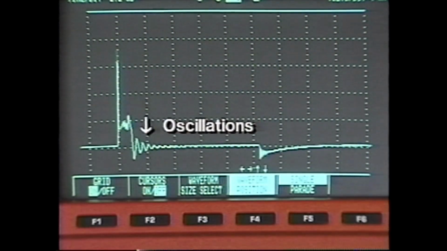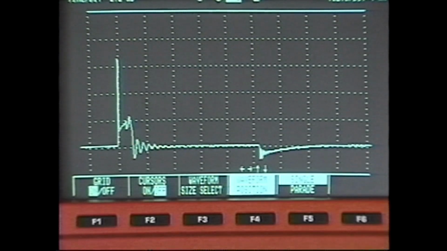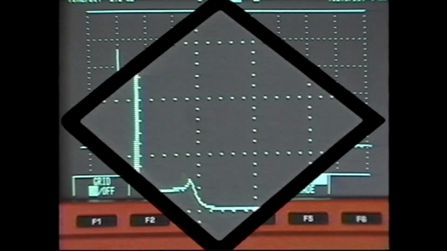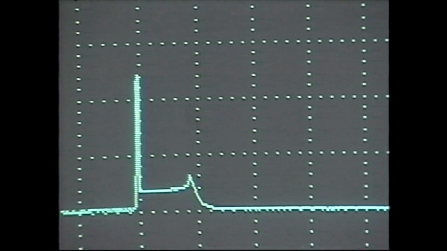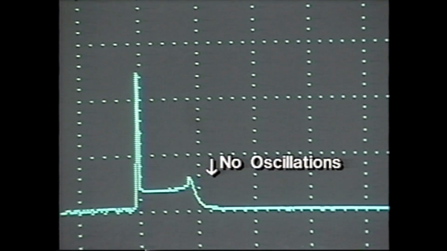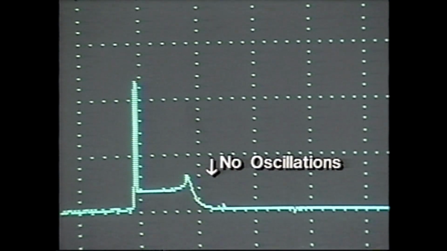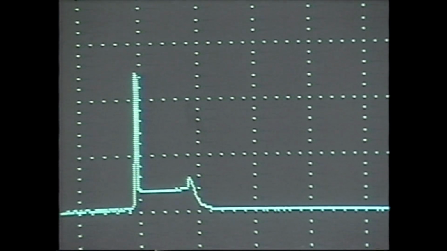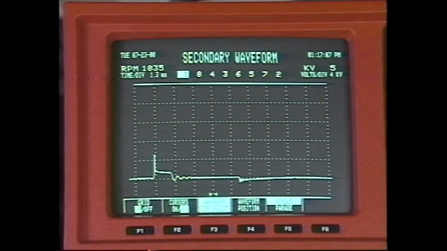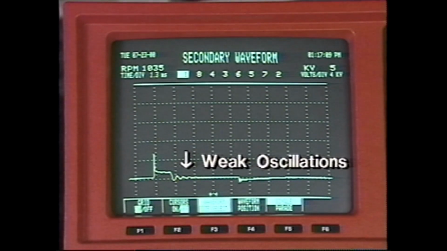You should see 3 to 5 oscillations in the intermediate sections. If you don't see at least 3 oscillations, there's probably a problem in the coil. If there are no intermediate section oscillations and no primary turn-on oscillations, the coil is probably shorted. Weak oscillations suggest leaky insulation in the secondary windings.